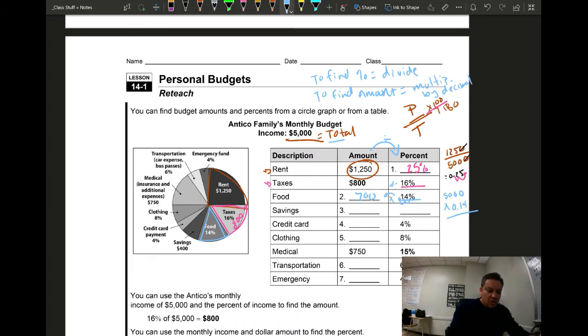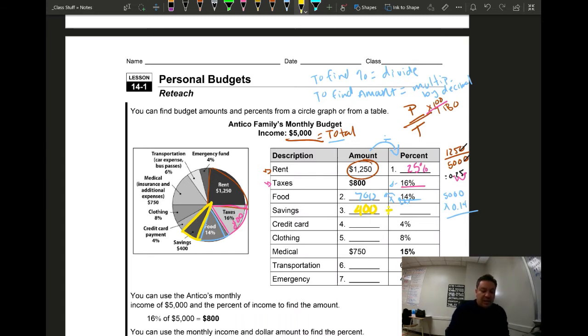Okay? So number 3, savings. I don't have any numbers written down right there, so I'm gonna find out. So I'm gonna look at my savings right here, $400. Now this is really cool because I found out the number saving is 400. Now let's think about this for a second. I know the number, so I gotta divide, right?